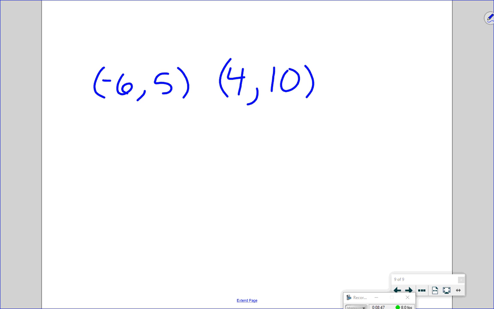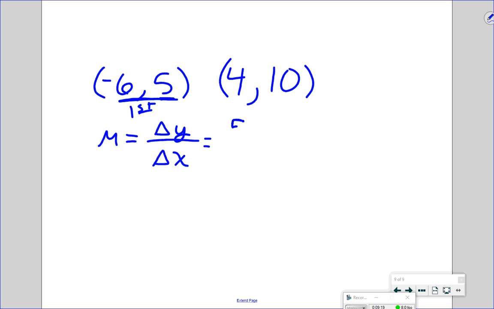One more example. So -6, 5, and 4, 10. Those are 2 points on a line. We need to find the slope. So I'm going to start off by doing delta y over delta x, just to get you used to using that symbol, because I know that's probably new. Delta y would be the y's subtracted. So pick one to start with. You don't always have to write the y1 and the x1 and all that. Pick a point that you're going to start with. I'm going to say this is my first one. That's what I'm going to start with for both the y's and the x's.